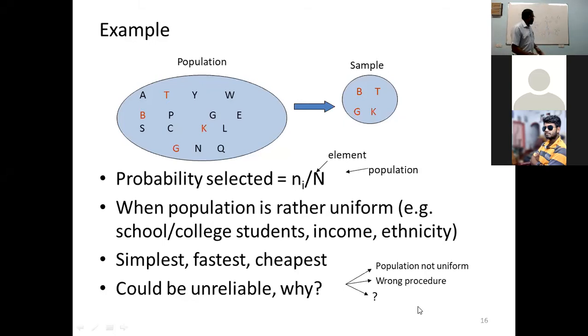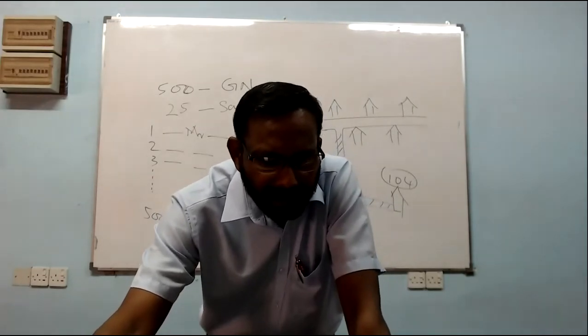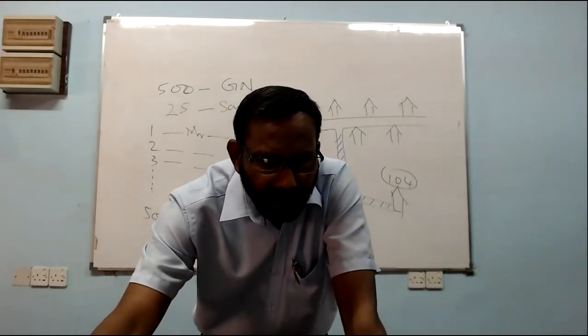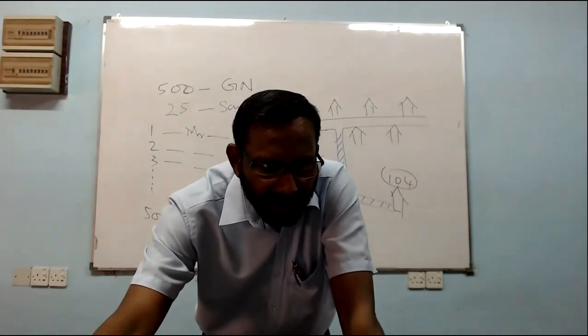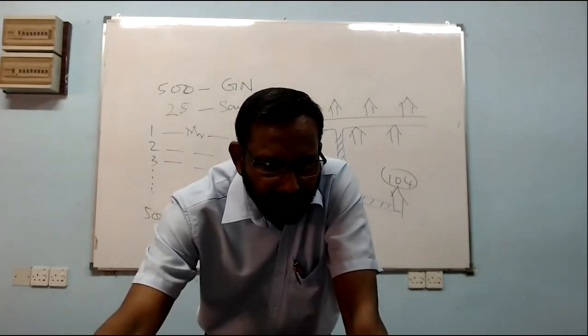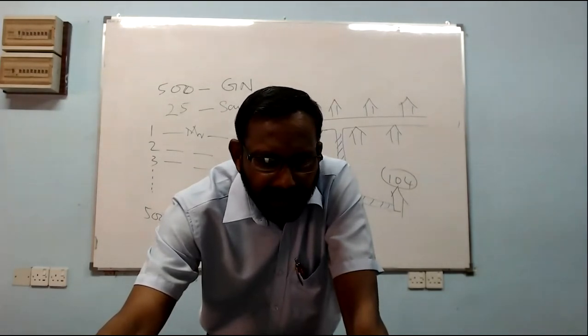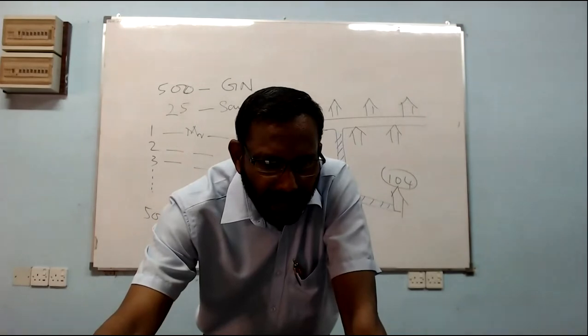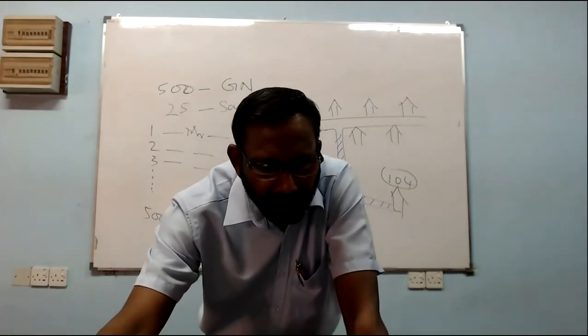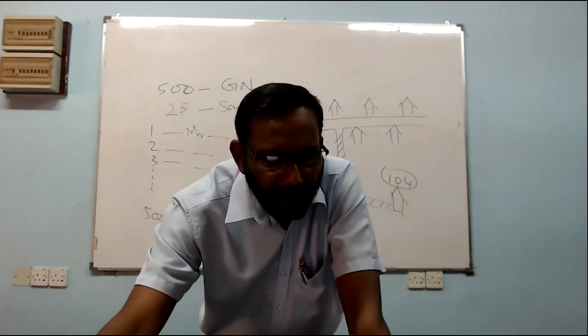Ultimately, what is the problem? If you take the sample mostly from this main road, what is the problem? Why? What is the problem? Yes, Shalomita? What is the problem? If you take the sample from the main road, do you think it is going to represent the population?